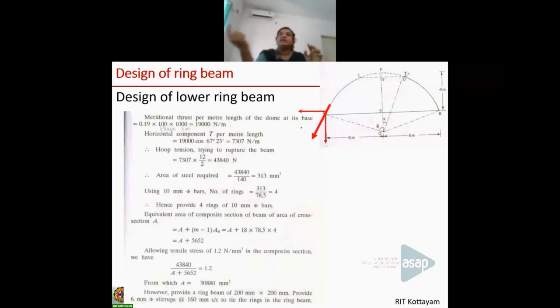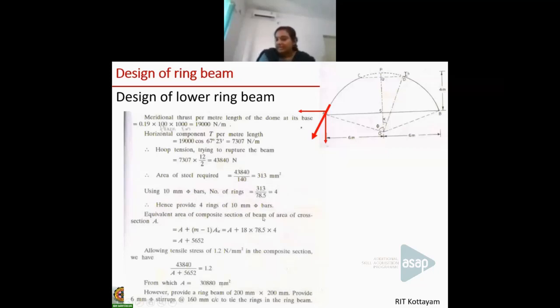So we'll be deciding the number of rings, which is similar to the number of bars which you have designed in your previous modules. So providing 4 rings, you can get the number of bars like this. And using 10 mm diameter bar, the area divided by area of one bar will give you the number of bars. Now, next comes the equivalent area concept.